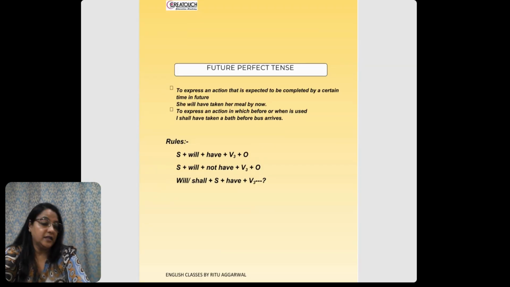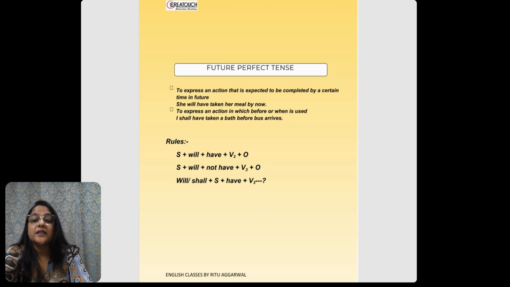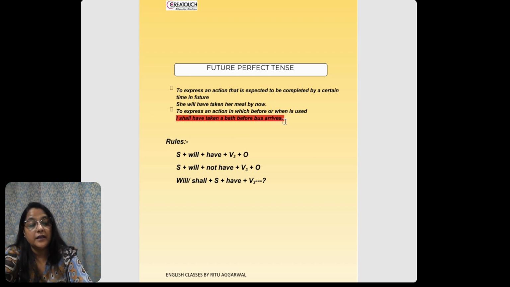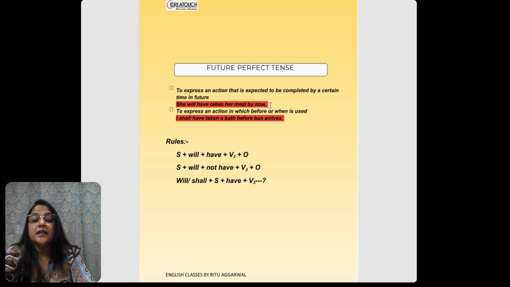Future perfect tense is used to express an action in which "before" or "when" is used. How? Right? I shall have taken a bath before the bus arrives. Right? Next example: she will have taken her meals by now. This is an action that is expected to be completed by a certain time in the future.